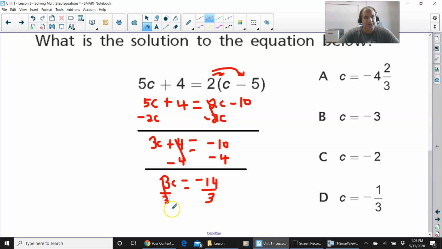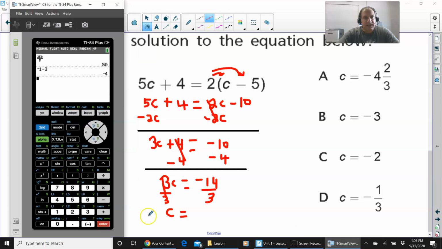This 3 cancels, c comes down, and you're going to bring your calculator up, right? And remember I told you alpha x, beautiful, right? Negative 14 as the numerator, press down, and 3 as the denominator. Enter, and you get negative 14 divided by 3. I don't know, why did it give me the same thing back?